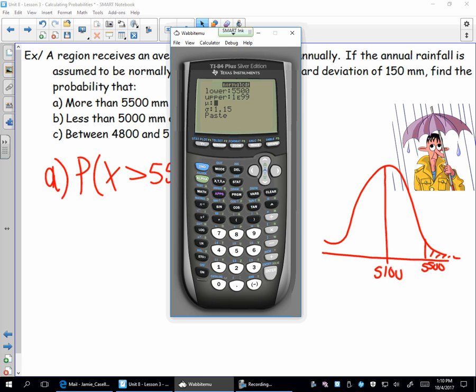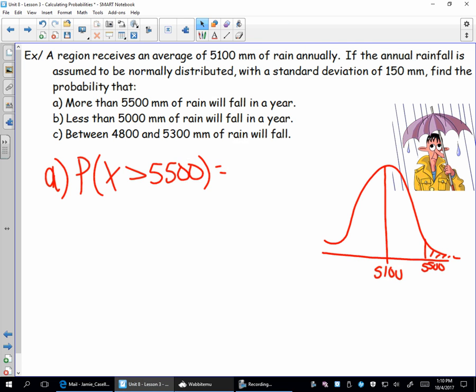We were told the mean was 5,100 and our standard deviation was 150. Paste it, enter it, check it off, and our probability is 0.0038. Done. There's a less than 1% chance that you can get more than that amount of rain in a year, based on what's happened in the past.